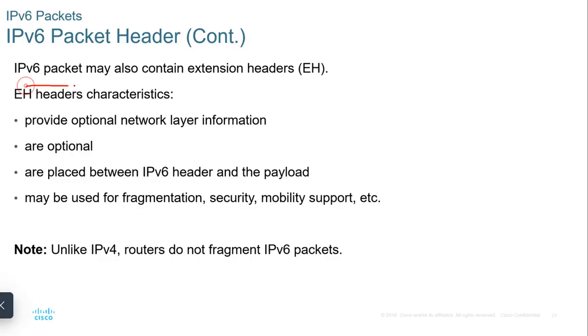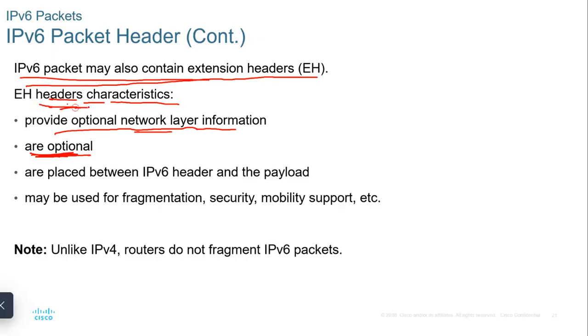Here we have IP packets, which may also contain extension headers. Extension header characteristics: they provide optional network layer information, and they are optional. These extension headers are optional. They provide optional network layer information.